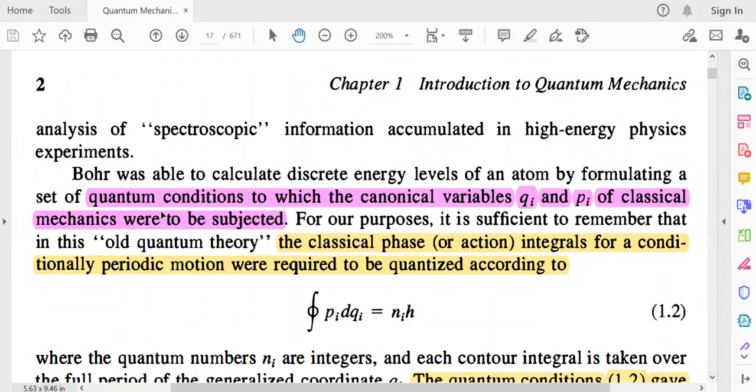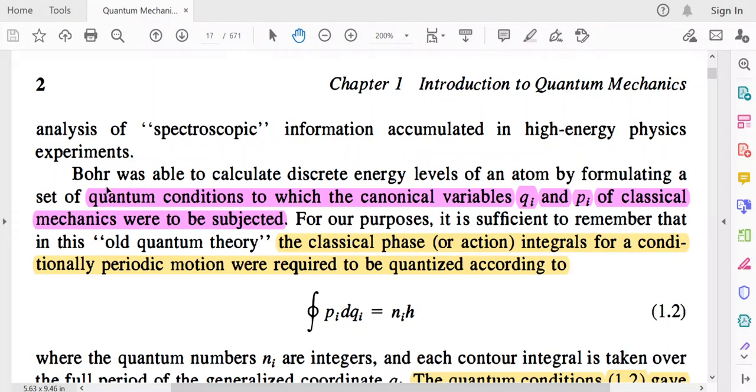Now, we will discuss a quantum condition. Bohr was able to calculate discrete energy levels of an atom by formulating a set of quantum conditions to which the canonical variables Qi and Pi of classical mechanics were to be subjected. So, what is Qi? Qi is known as the generalized coordinate. What is Pi? Pi is the generalized momentum, and these variables are used in classical mechanics. We all know about that.